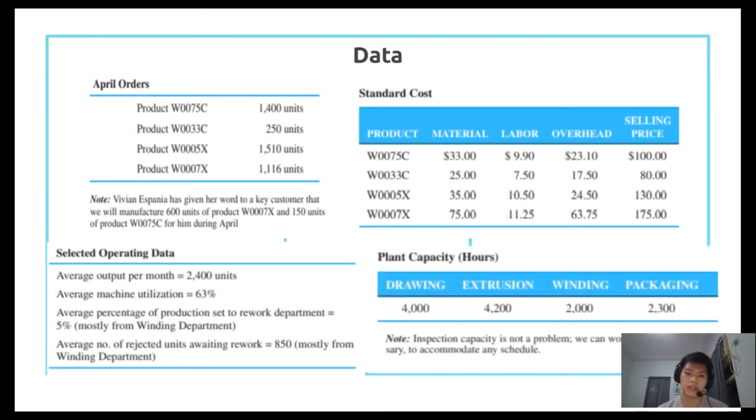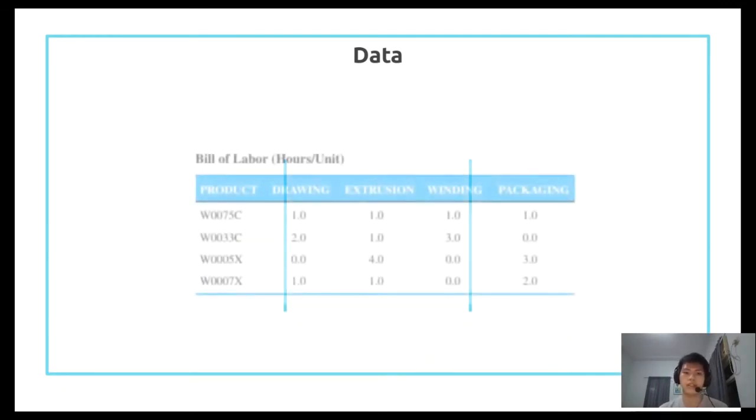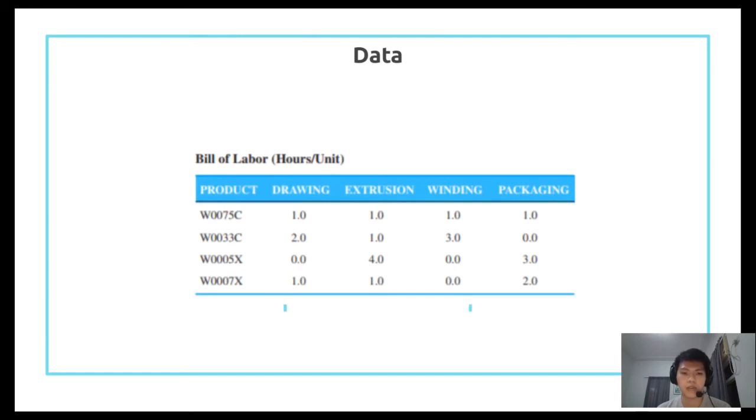Next, we have our plant capacity, or Rs. Drawing 4,000, extrusion 4,200, winding 2,000, and packaging 2,300. We also have a note here: inspection capacity is not a problem. We can work overtime as necessary to accommodate any schedule. And for our last data, we have the bill of labor, or Rs per unit. We have the 4 products again, and we can see the total number of Rs.